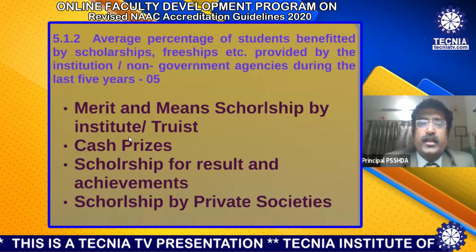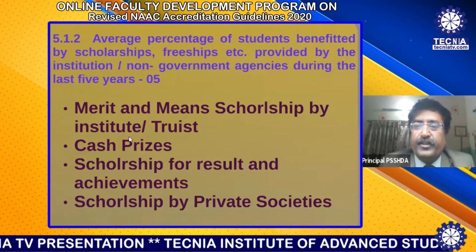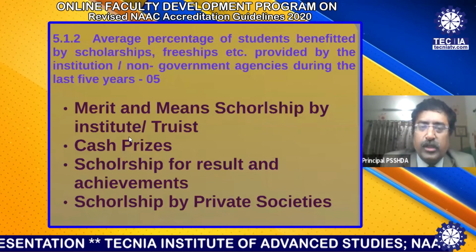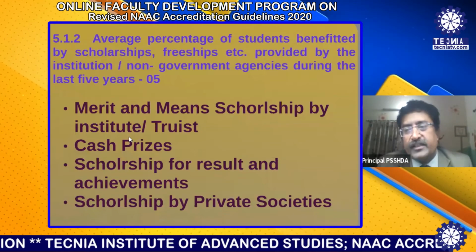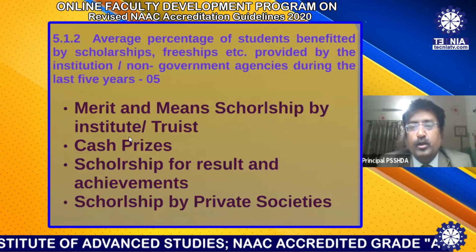The next question is the average percentage of students benefited by scholarships and freeships provided by the institution or non-government agency. So the first question was for government agency, and the second part is for non-government agency.